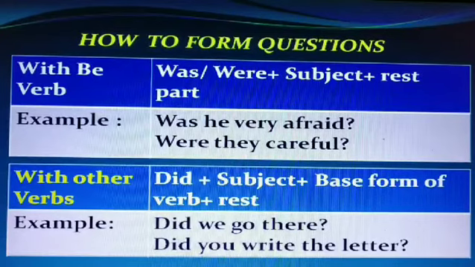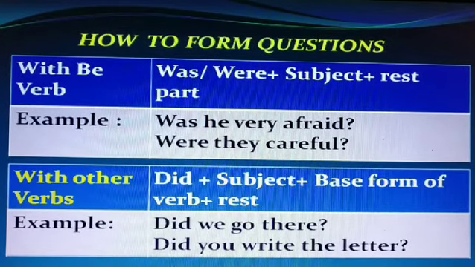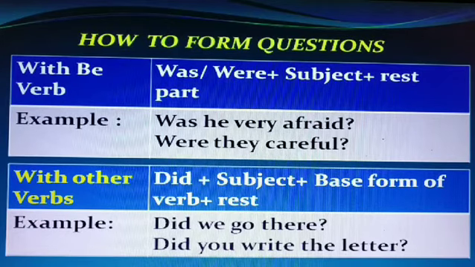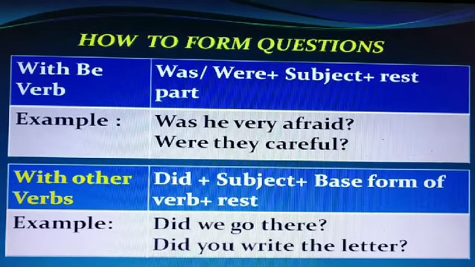But with other verbs, we use did. You must remember that with be verb, we do not use did to form questions, but with other verbs, we use did. First we use did, then subject, then base form of the verb, and then rest of the sentence. Did we go there? Did you write the letter? First did, then subject, then the base form of the verb, then rest of the sentence.